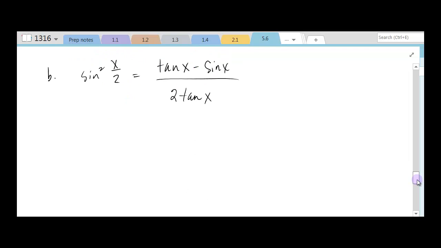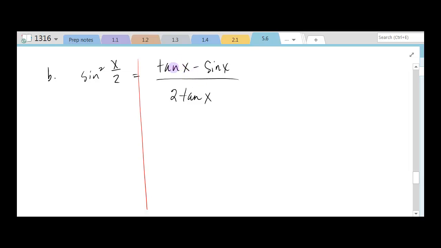So let's look at this example then. Again, we're still trying to verify that this is an identity. I have on the left hand side over here sine squared of x over 2 equal to the right side over here. Now I'm going to go ahead and work with the right hand side to begin with. And what I initially think I want to do, since I don't exactly know where to start, maybe right off the bat, this is what my process would be.